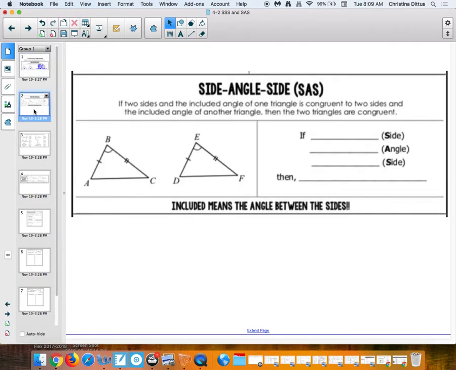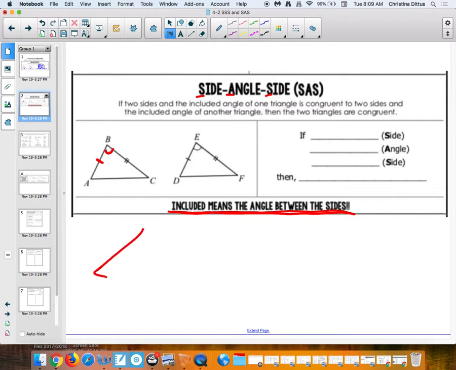Okay. The next one we got is side, angle, side. SAS. S comes from side, A comes from angle, S comes from side. The super, super, super important thing is that you have to have the included angle, which means it has to be between the sides. I kind of like to think of it as pick a place to start. Let's start with my side, right here. The next thing I need to run into after my side is an angle. Here's an angle. The next thing after my angle I have to run into is a side.